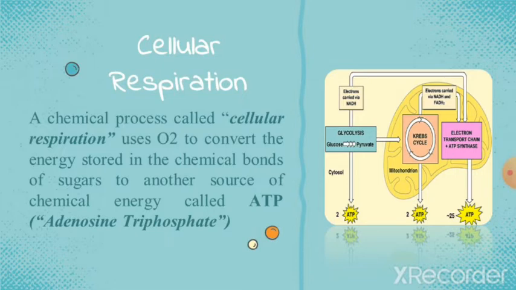So there is a chemical process called cellular respiration. It uses oxygen to convert the energy stored in the chemical bonds of sugars to another source of chemical energy called adenosine triphosphate, or ATP. Cells expend ATP for almost all their work. In both plants and animals, the production of ATP during cellular respiration occurs mainly in the organelles called the mitochondria.